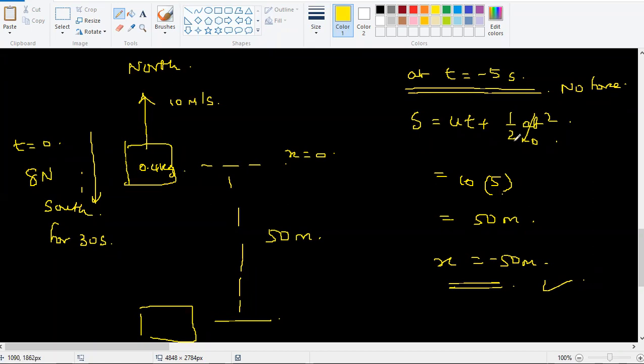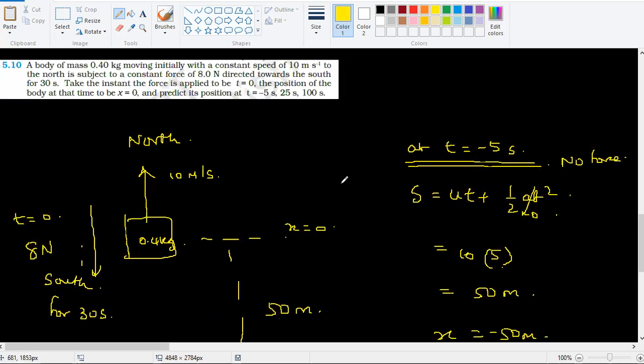Okay, take it down. At least now are you folks following it? Time t is equal to 0 means you are applying the force. So this is 5 seconds before applying the force, which means there is no force. Which means it should have been 50 meters behind. Okay. Any questions? That is your A part, the first.